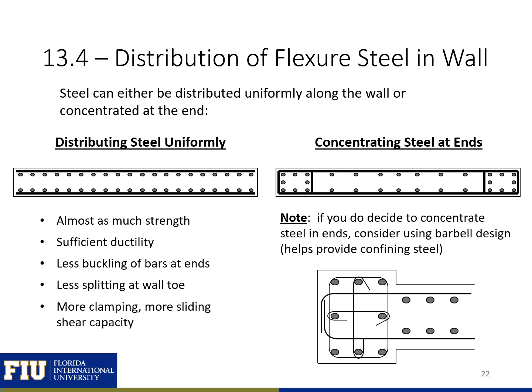So generally you can design a wall sufficiently by distributing the steel uniformly along the length. If you do decide to concentrate the steel at the ends, you can provide a barbell design at the end of the wall. And this will give you more room to provide your confinement steel and more room for your longitudinal steel in the end region as well. So this is kind of like our flanged shear wall shape.